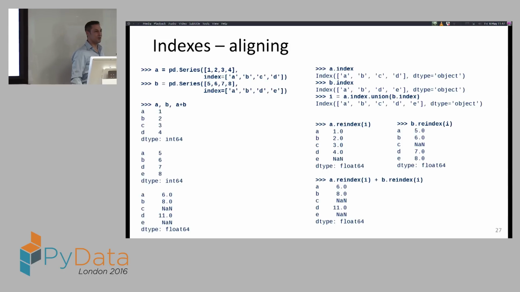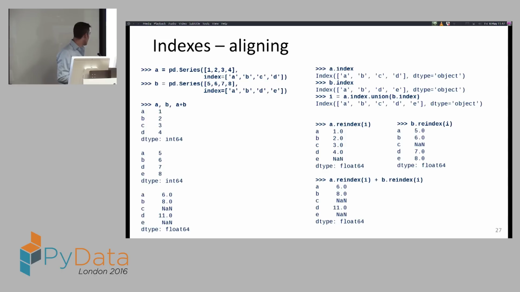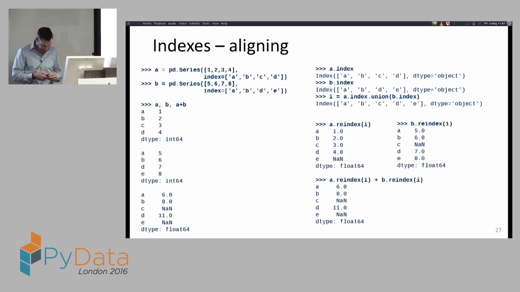If we wanted integers at the end, we would have needed to take care to align the indexes, filling the values with an explicit 0, and then they would stay as integers and we could add them together.